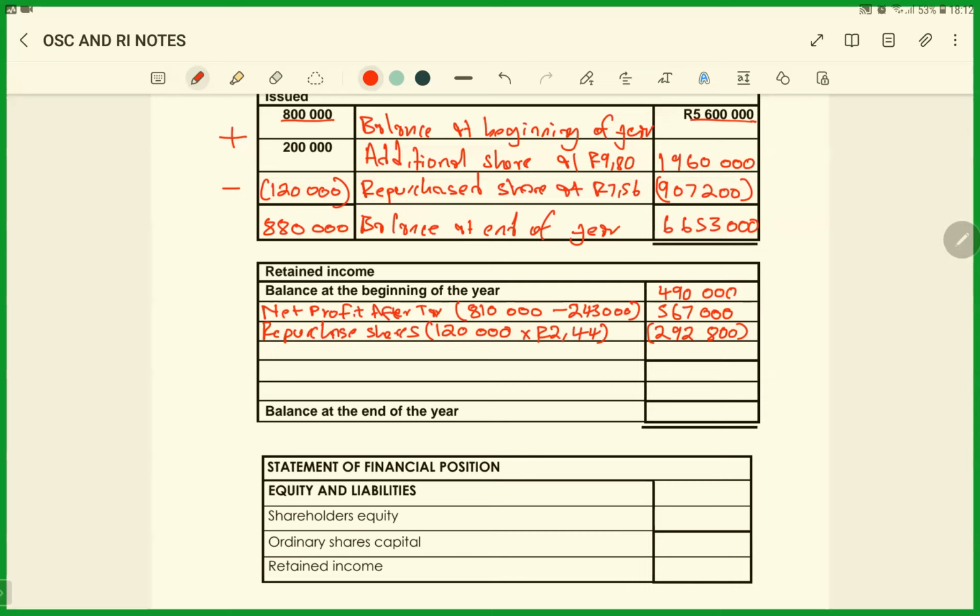When you're done, we now present our dividends. So here you are going to say dividends on ordinary shares, or ordinary share dividends. It doesn't matter how you write it, as long as you are showing that you are recording dividends here. So I'm going to say ordinary share dividends. Remember we have types of dividends: the interim dividends and also the final dividends.